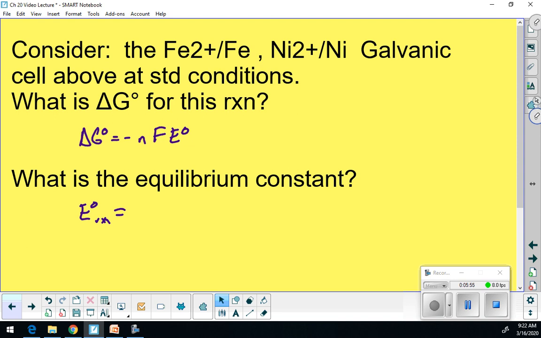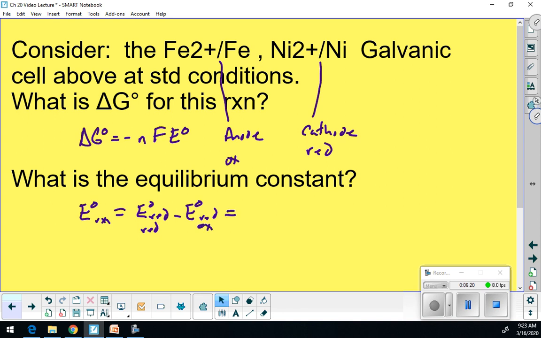As I recall, when we did this earlier in the chapter, this was my anode and this is my cathode. And so that means this is my oxidizing and this is my reducing species. So that would mean E reduction potential for my reducing species minus E reduction potential for my oxidizing species. So I want to get my E standard reduction potential for nickel 2 going to nickel minus my standard reduction potential for iron 2 going to iron.